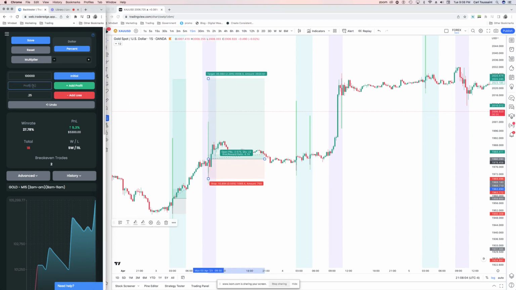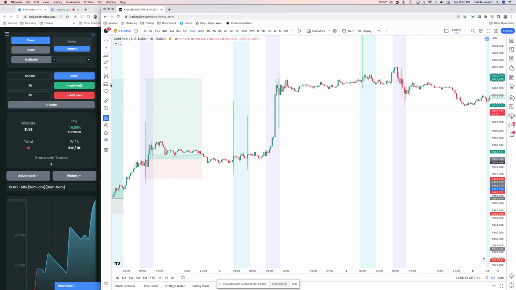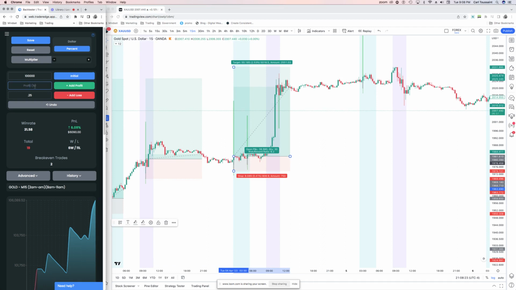Say take profit 3.75. Add. All right, got this one right here. All right, we got to take profit 6. So I'm going to do 0.25 times 5, which is 1.25.